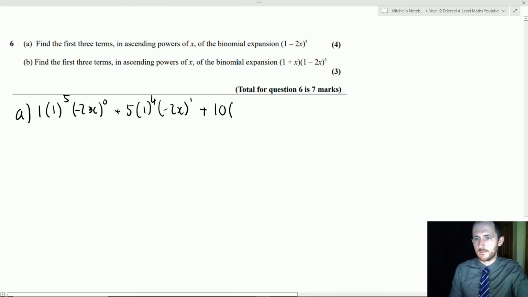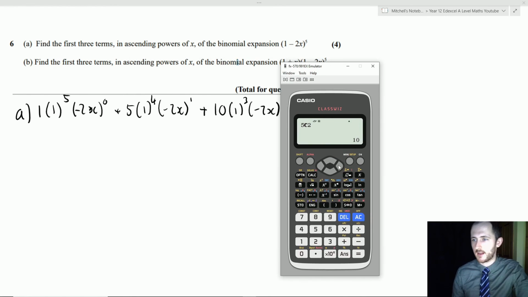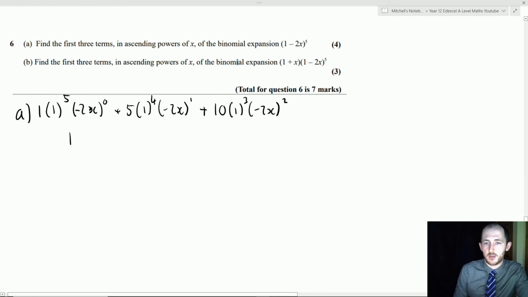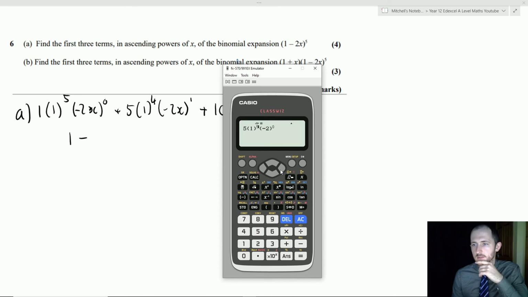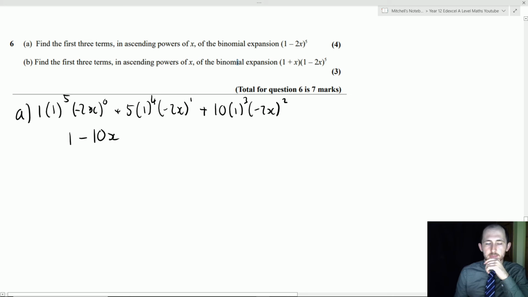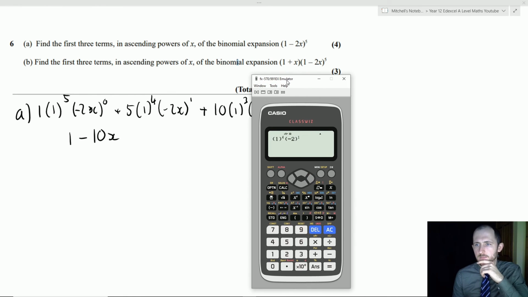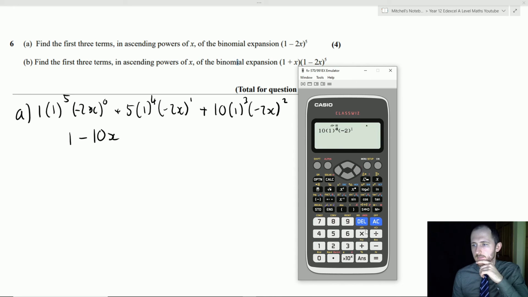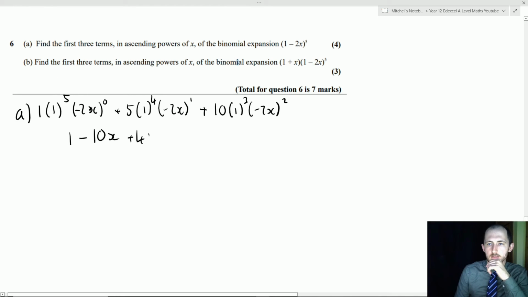That's 10. 1 to the power of 3 minus 2x to the power of 2. Cool. Now all we need to do is actually sub in this stuff into our calculator. So we have 1 to the power 5, that makes 1. Absolutely shocked at that. That's actually not going to be a plus this time, is it? So what we do is go from left to right, change that to a 5, reduce that power, increase this power, minus 10x, plus 40x squared. Okay, and then it says, so find the first 3 terms of this thing here.